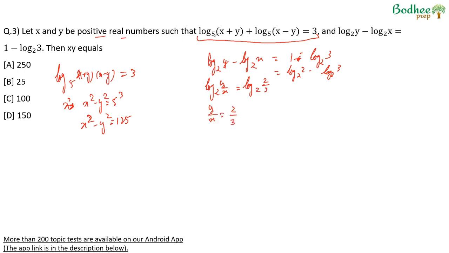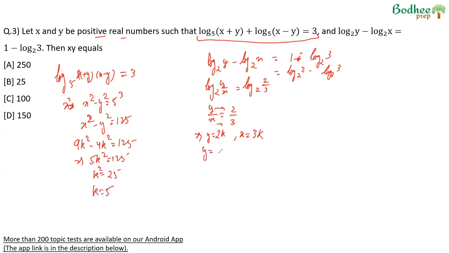We have to find the value of xy. From here we can write y as 2k, x as 3k, and therefore here we'll get 9k square minus 4k square is equal to 125, which means 5k square is equal to 125, which means k square is equal to 25, k is equal to 5. And therefore y will be 5 2s are 10, x will be 5 3s are 15. And therefore x into y will be nothing but 15 into 10, 150. Option D becomes my answer.